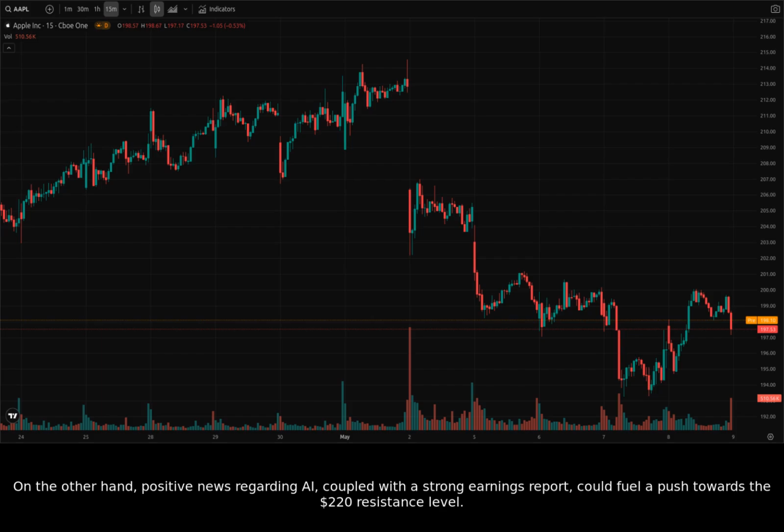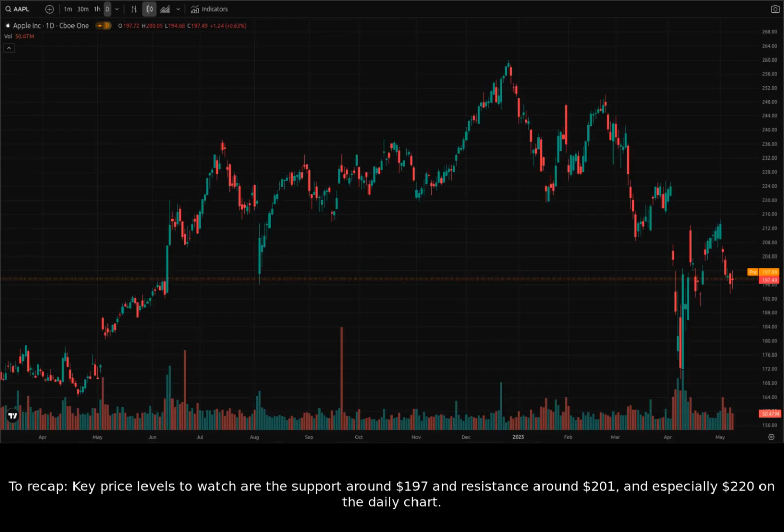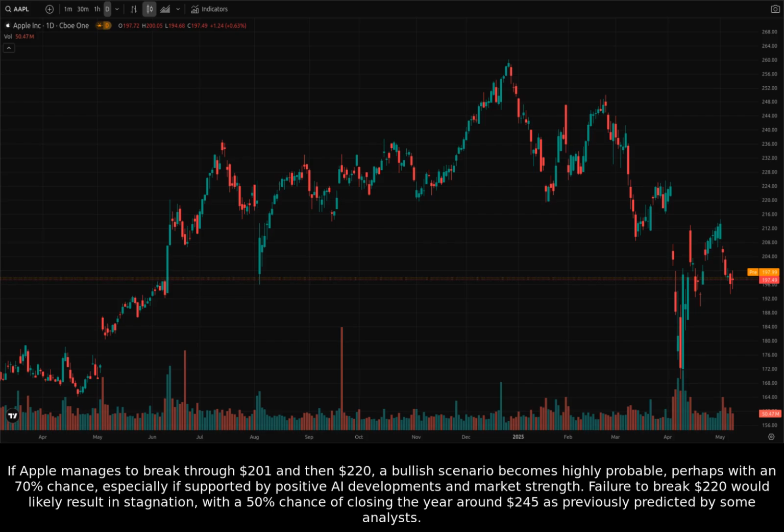On the other hand, positive news regarding AI, coupled with a strong earnings report, could fuel a push towards the $220 resistance level. To recap, key price levels to watch are the support around $197 and resistance around $201, and especially $220 on the daily chart. If Apple manages to break through $201 and then $220, a bullish scenario becomes highly probable, perhaps within a 70% chance, especially if supported by positive AI developments and market strength.